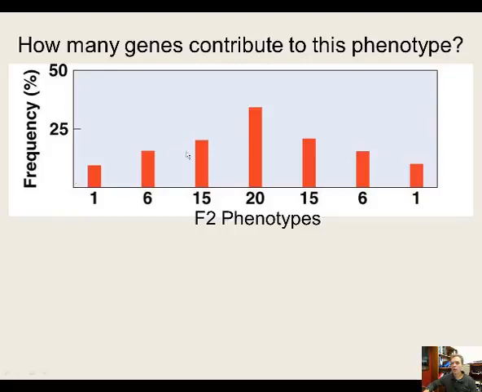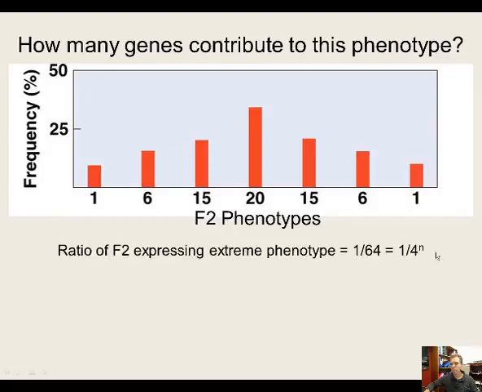Here's an example where the distribution is a little bit more spread out. How many genes contribute to this phenotype? Well, you begin by adding up all the individuals. 1 plus 6 plus 15 plus 20 plus 15 plus 6 plus 1 should equal 64. One of those 64 is going to have the extreme phenotype. So 1/64 is set equal to 1/4 raised to the n. Now you may know that in this case 64 is 4 cubed, so n is equal to 3.